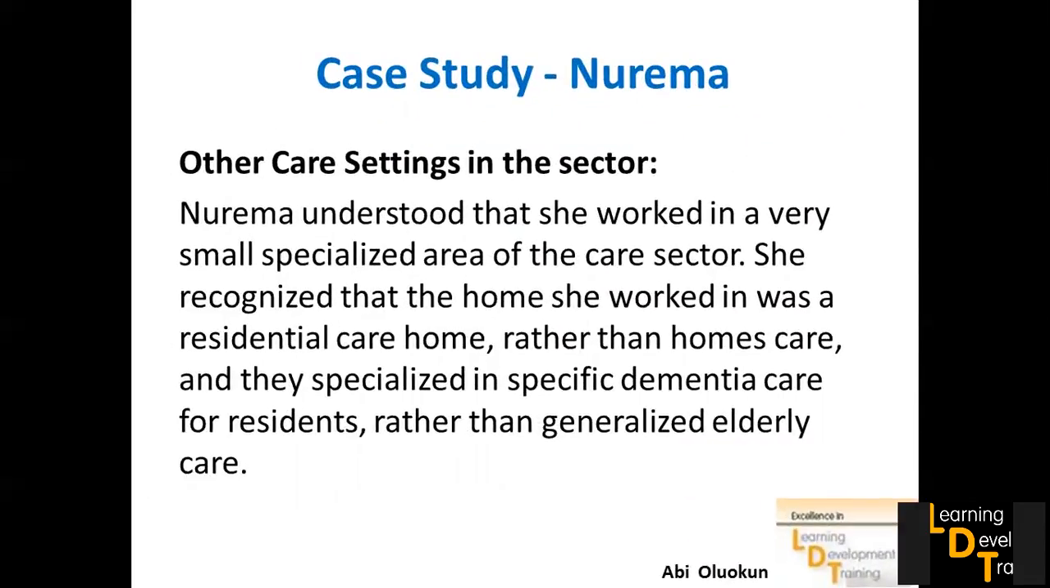The other aspect that you need to look into is the link within other care settings in the sector. In the case of Norema, she understood that she worked in a very small specialized area of the care sector. She recognized that the home she worked in was a residential care home rather than home care, and they specialize in specific dementia care for residents rather than generalized elderly care. So, what sector are you working in? How does it compare to other sectors? Write your answer, and that would meet what you are required to do for 3.3. Okay.